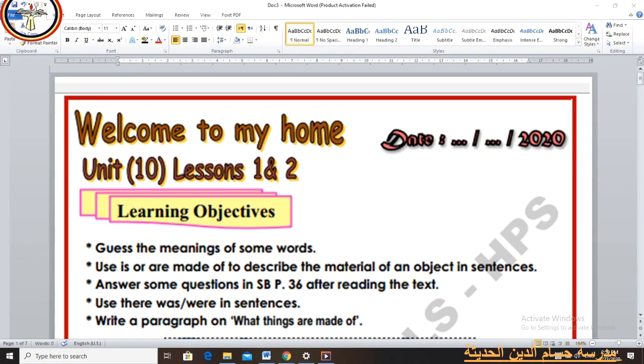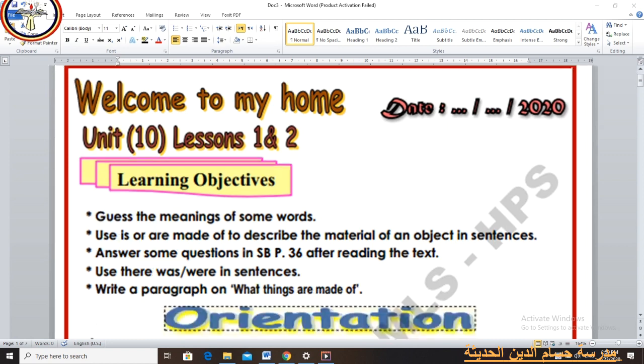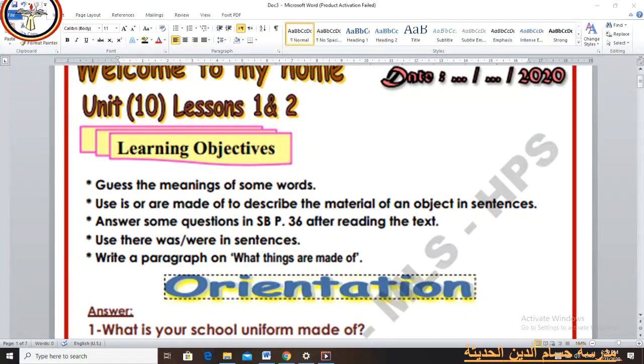Now, let's start our lesson. Unit 10. Welcome to my home. Lessons 1 and 2. Firstly, what are the learning objectives of the unit?